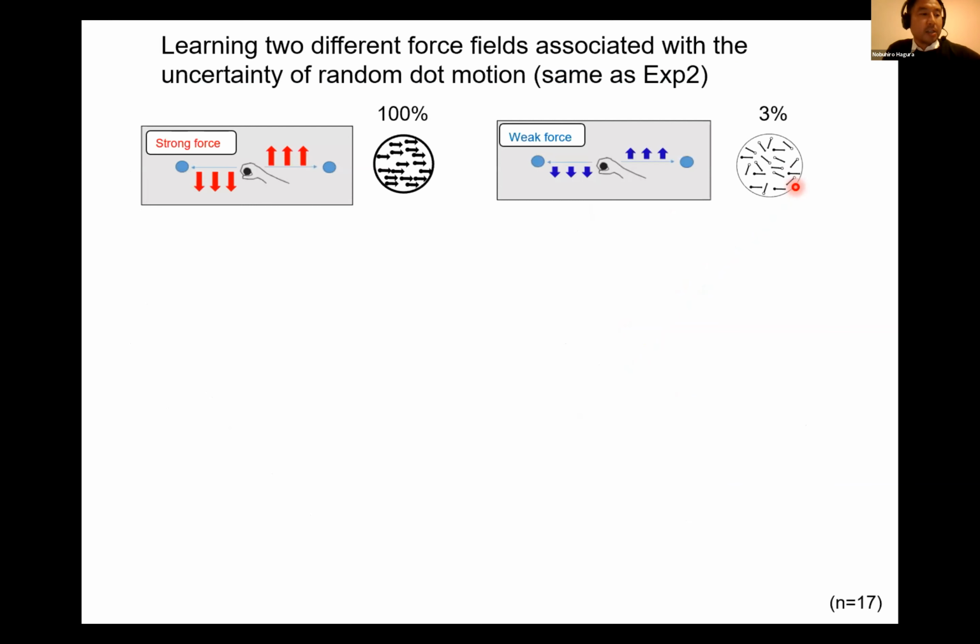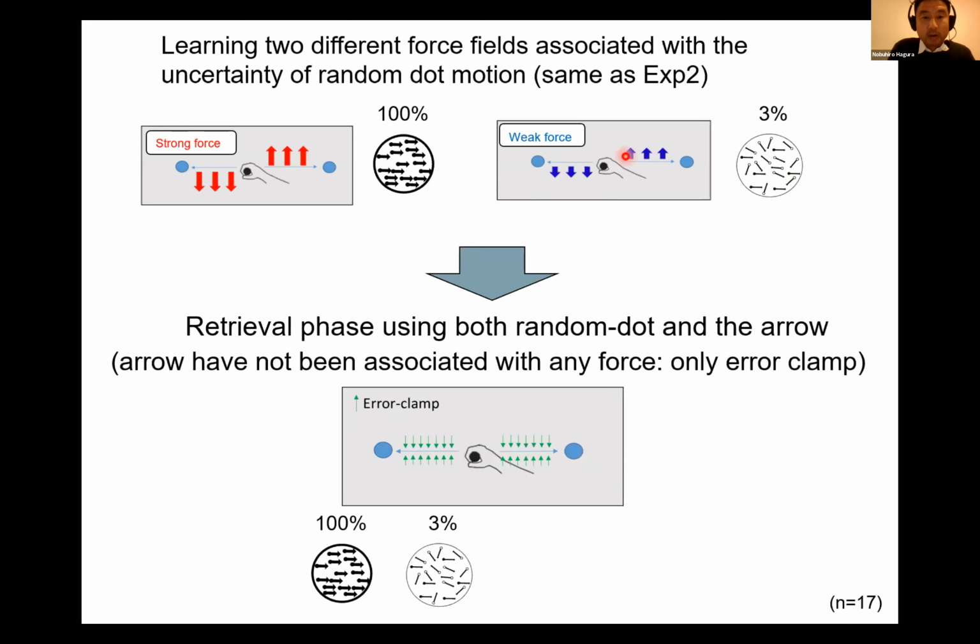First, people learned two different force fields associated with the uncertainty of random dot motion. This is the same as experiment 2: 100% coherent motion associated with strong force, 3% coherent motion associated with weak force. After the learning was completed, we did the retrieval phase in the error clamp trials, but using both stimuli, random dot motion and the arrow stimulus. Note that for the arrow stimulus, people have not experienced any force, so you can't really learn the force from experience.